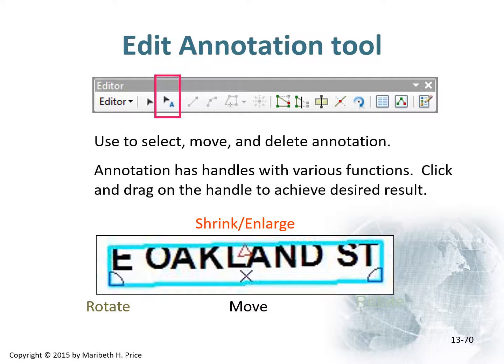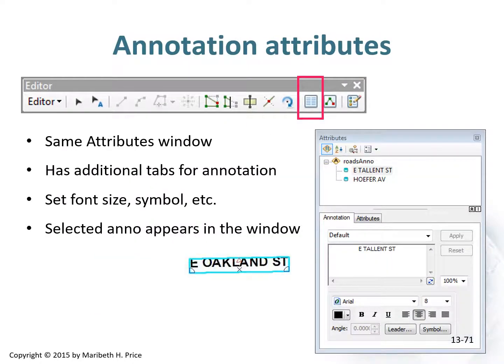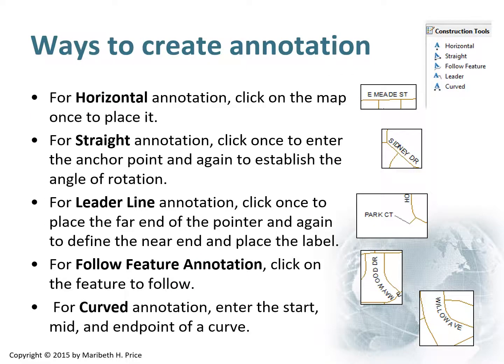Annotation has handles with various functions. Click and drag the handles to achieve the desired result. In other words, you can shrink it and enlarge it, you can move it, or you can rotate it. There's also an ability to edit the attributes of annotation. So it has the same kind of window. It has additional tabs. You can set the font size and the symbols, etc. And the selected annotation appears in the window, and that's how it's going to look. So you can see where it's at, what it does. You can change all the things and see what it's going to look like.